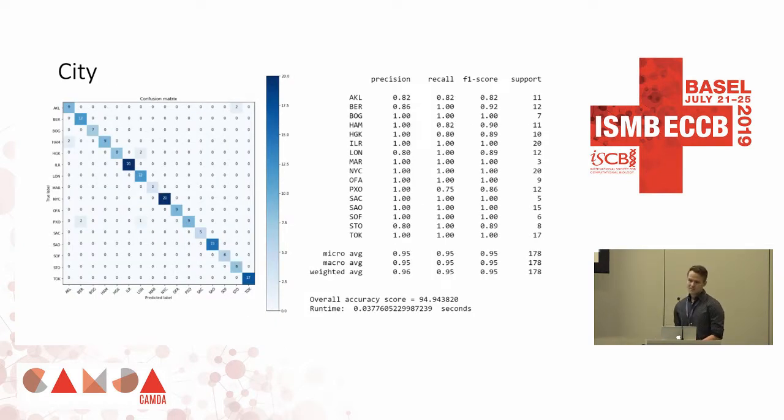So we next wanted to see if we could predict the origin of cities. If we look at the F1 scores for these predictions, none of our F1 scores were below the 80th percentile, and we achieved an overall accuracy score of approximately 95%.